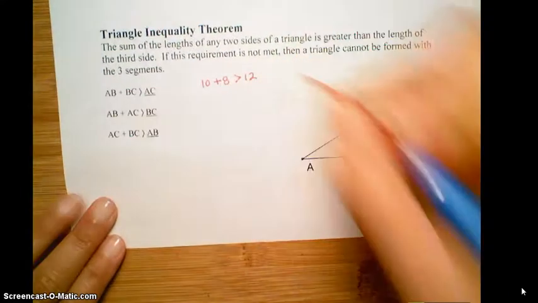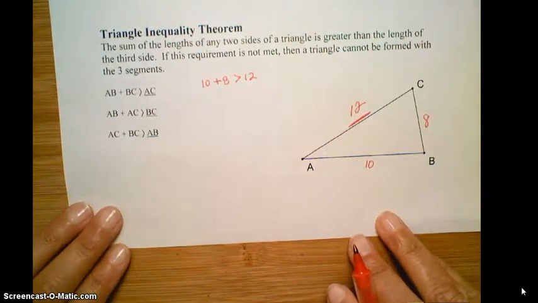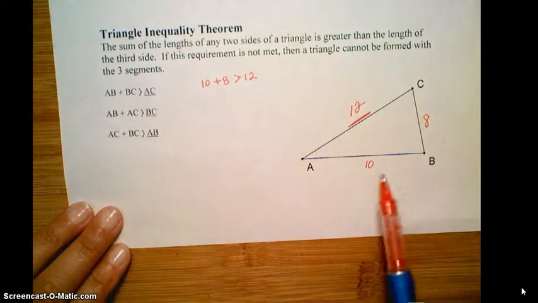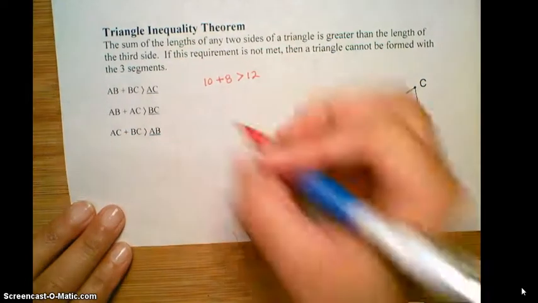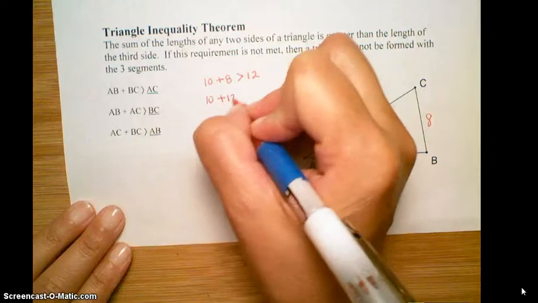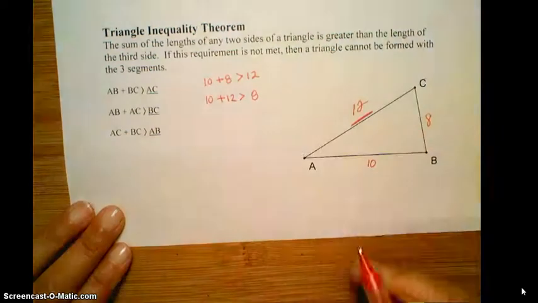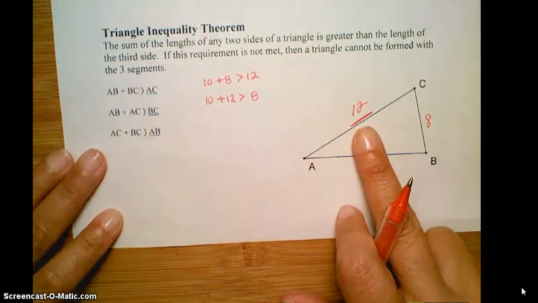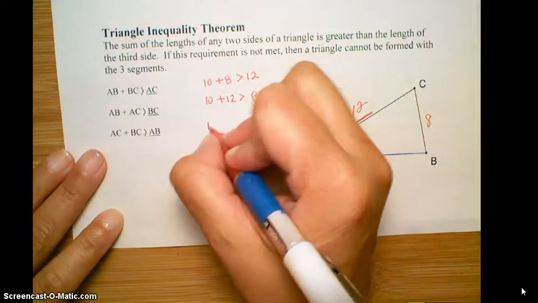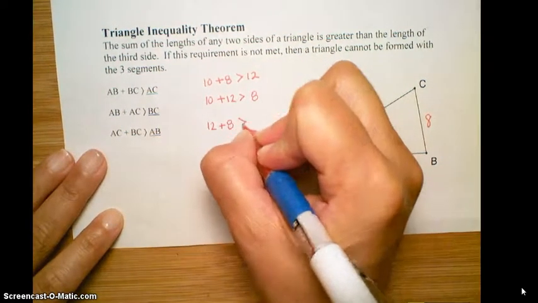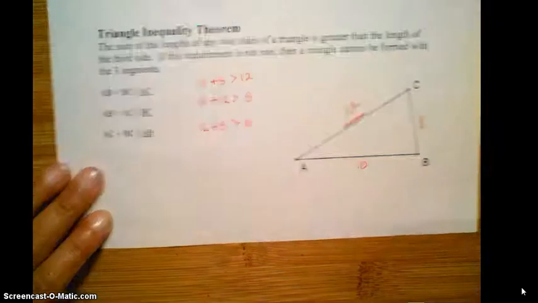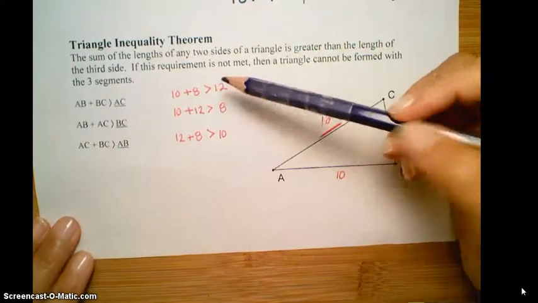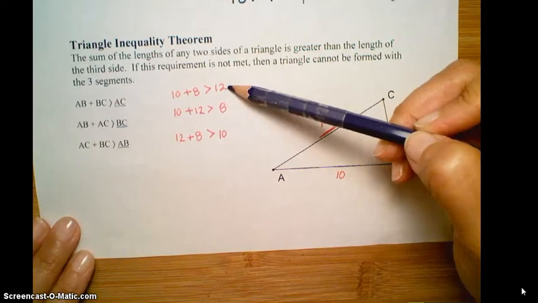is bigger than 12. Well, yeah, that's true. The next statement would say AB 10 plus 12 must be bigger than 8. And the third statement, AC 12 plus 8 must be bigger than 10. Now, I want you to take a look here and see this statement. Okay, great, that makes sense.